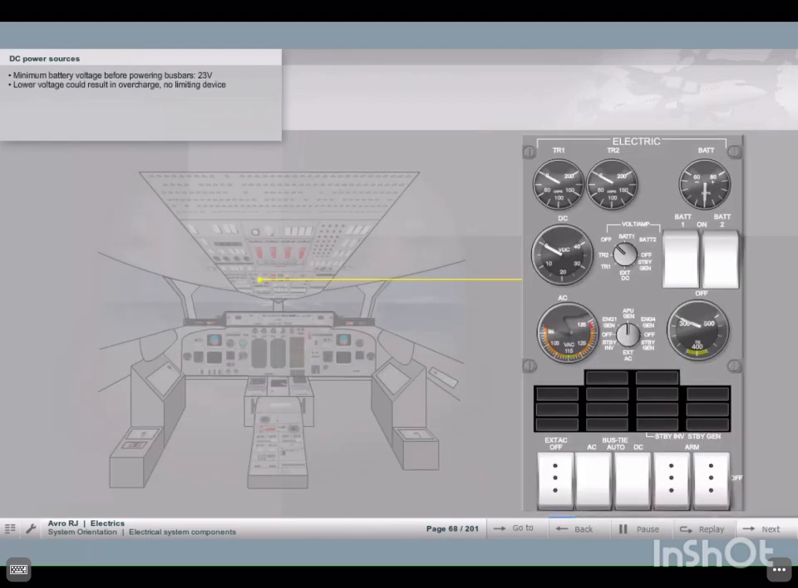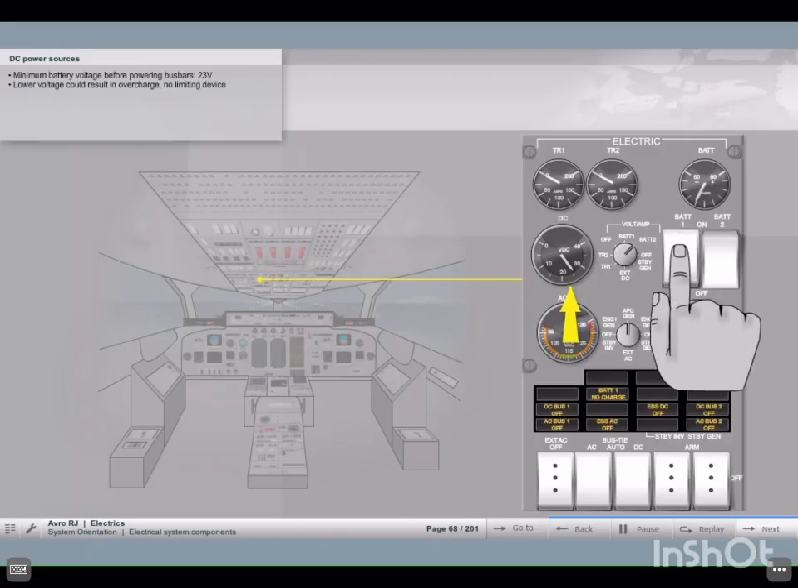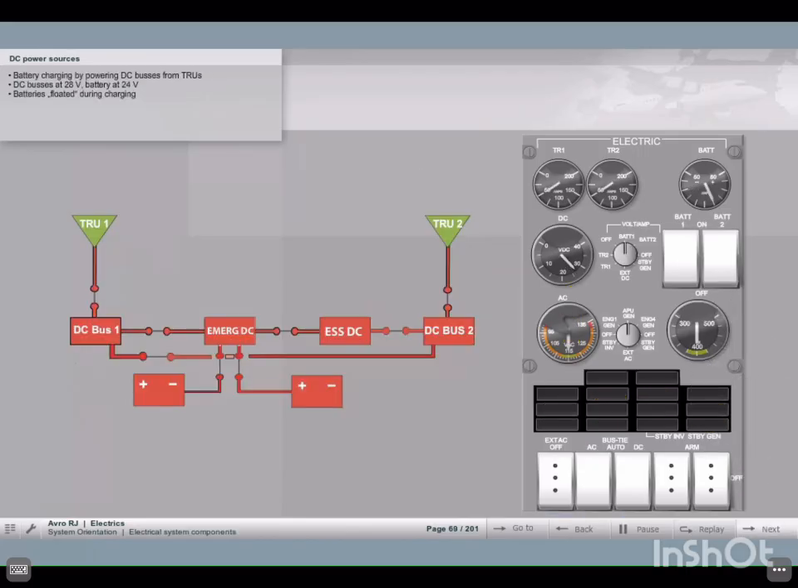Battery voltage must be at least 23 volts before selecting aircraft power on and thus charging the batteries. A lower voltage could result in an overcharging of the batteries as no limiting device is fitted. Battery charging is done by powering the DC bus bars from the TRUs. As you already know, the DC bus bars are at 28 volts, thus the batteries are floated during charging.